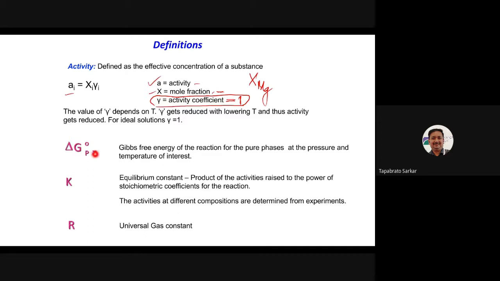Let's see what the other terms mean. What is delta G0 PT? It is the Gibbs free energy of the reaction for a pure phase at the pressure and temperature of interest. There are two terms: one is the pure phase, and one is the pressure and temperature condition of interest. What is a pure phase? Pure phase means without solid solution, basically an end member.